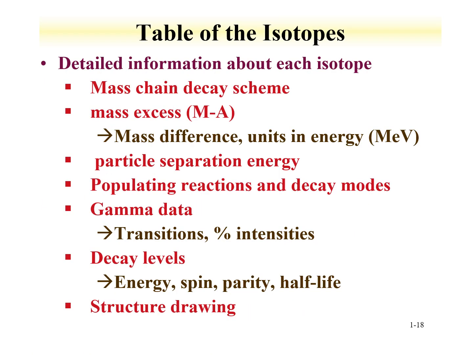The table of the isotopes is another compendium of data that's used in the course, and it contains much more detailed information on each isotope. There's mass decay schemes, mass excesses, particle separation energy, population reactions, gamma transition energies and their intensities, decay levels, and a drawing of the structure. Right now, this is just an introduction to this information. Later in the course, we'll go over this information in much more detail.